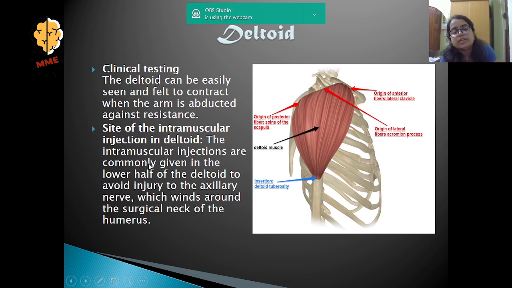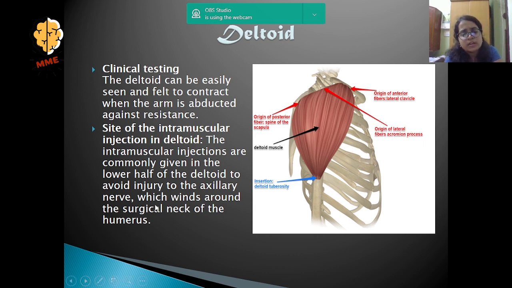Now, this is also very important. The deltoid is a major site of intramuscular injection. The COVID-19 injection is also being given in this deltoid only. Other common site is the gluteus maximus muscle also. It is a site of intramuscular injection too.